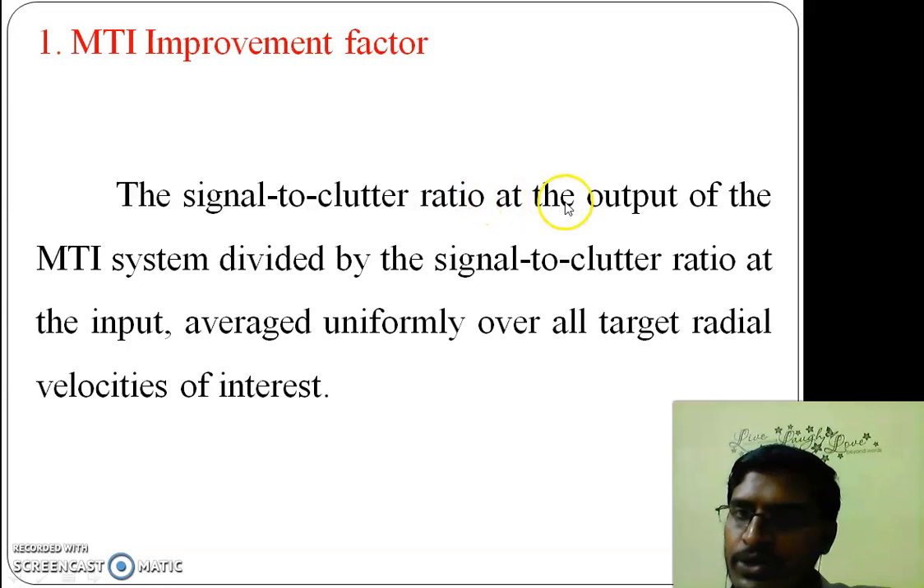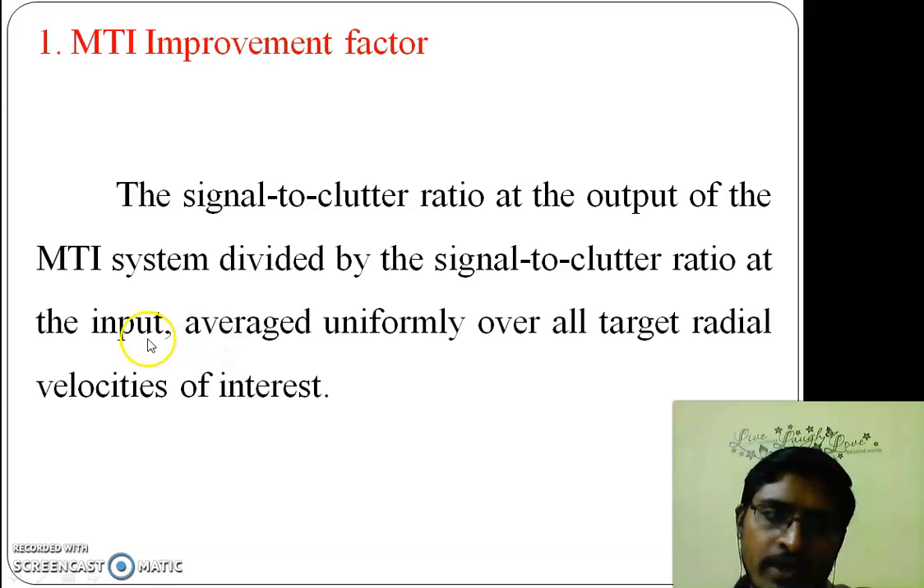Signal to clutter ratio at the output of MTI radar to the signal to clutter ratio at the input, but take all ratios at different velocities, then average. Then we get MTI improvement factor.